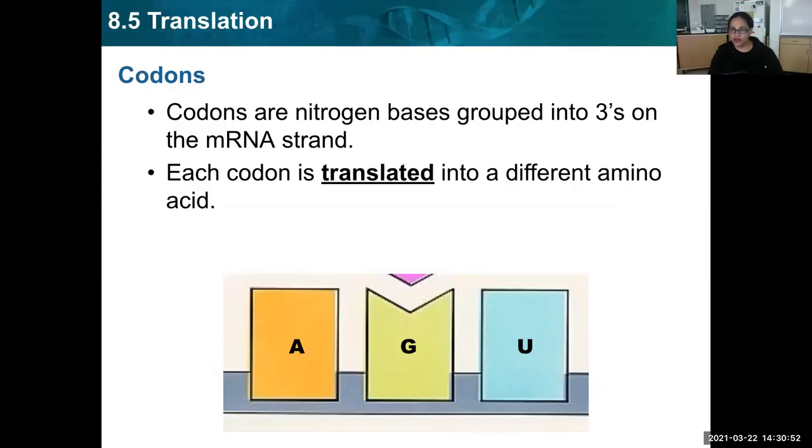So one piece is a codon. A codon is nitrogen bases grouped into 3s on the mRNA strand. So last week, transcription made an mRNA strand. And every time we talk about transcribing the RNA, or even when we do a complementary DNA molecule, we always separate them into groups of 3. And this is why. The groups of 3 are very important. And then each codon gets translated into a different amino acid. Remember, the amino acid is the monomer, or the single subunit of a protein. Put a bunch of amino acids together in a big long chain, you get a protein.